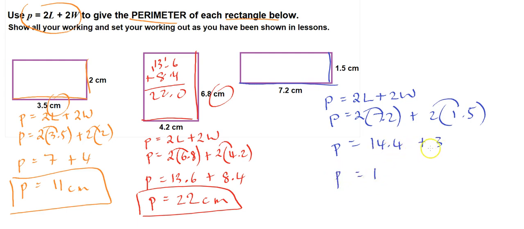We should have 14.4 plus 3 is 17.4, and we're talking centimeters.